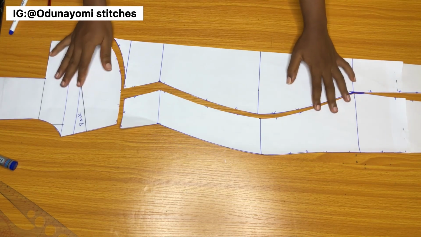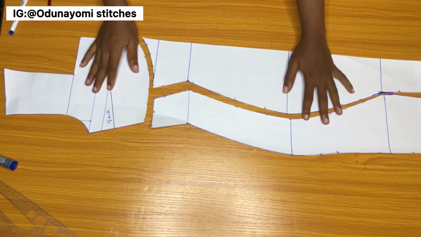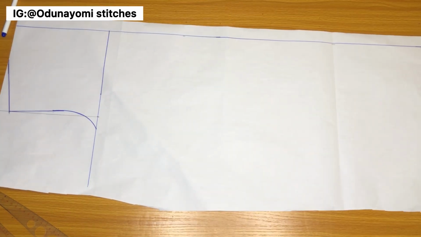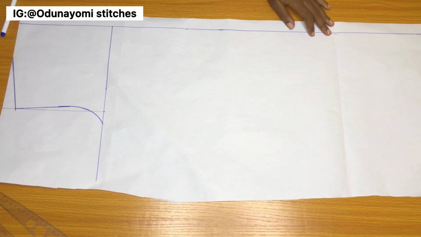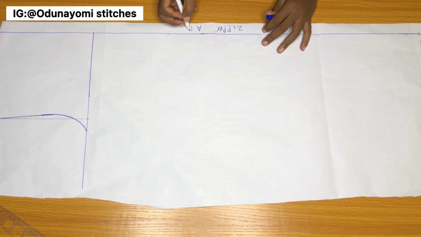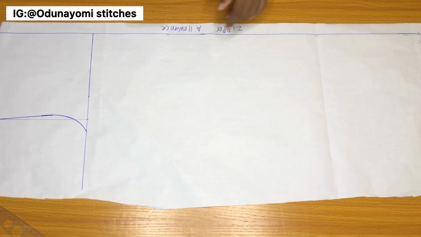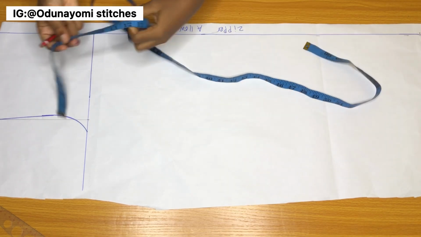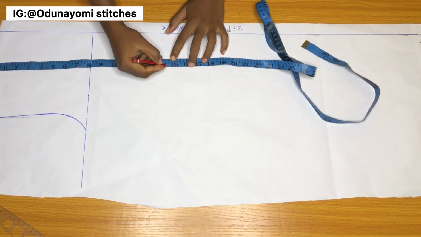Now we'll move over to the back bodice. This is my back bodice, and as you can see, this line here is my zipper allowance, which I will label now. I used 1 inch here for my zipper allowance. You can use whatever, half or 1.5, depending on what you're working with.